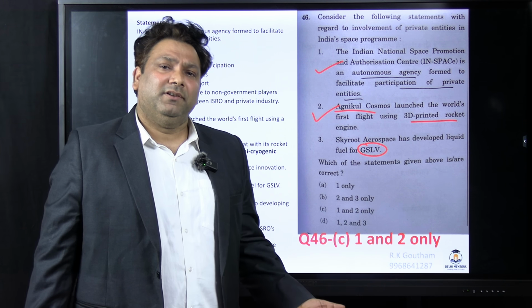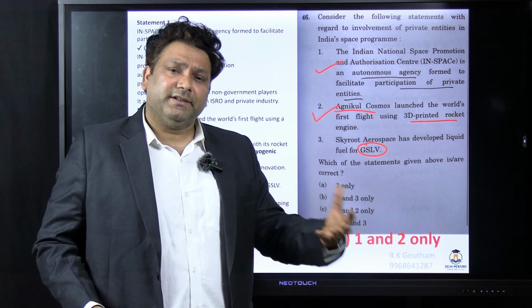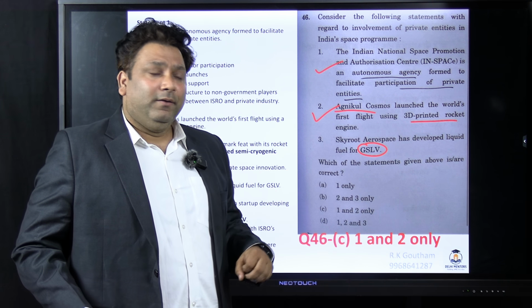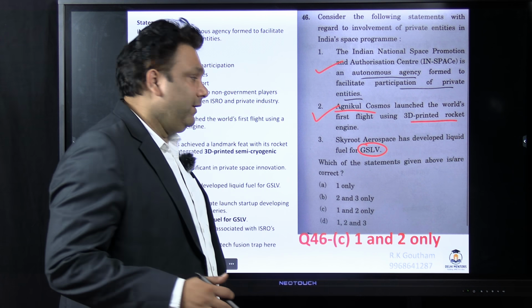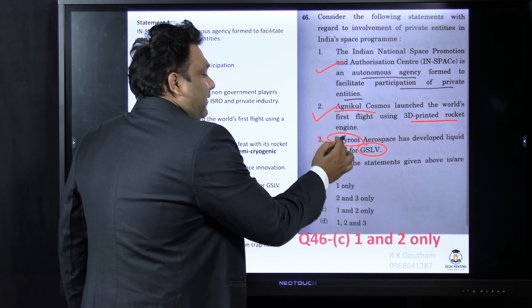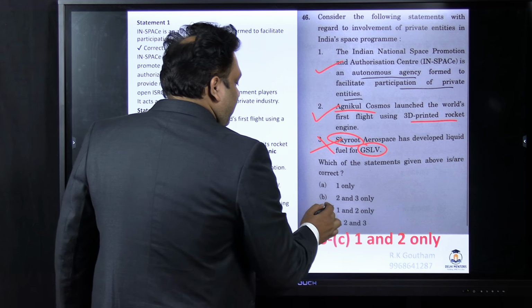In making this technology, Russia has helped India. So GSLV is completely indigenous technology. Okay, private agencies have no hand in this. So the answer is 1 and 2.